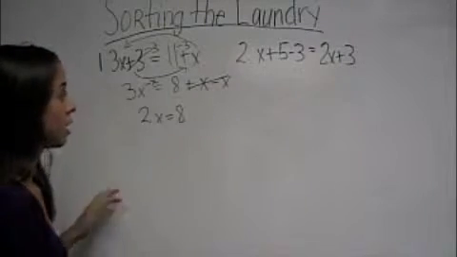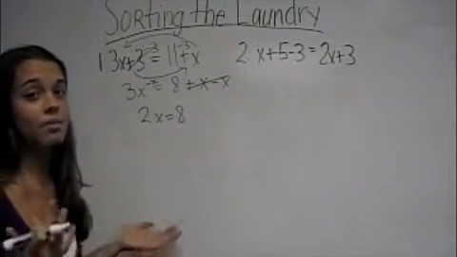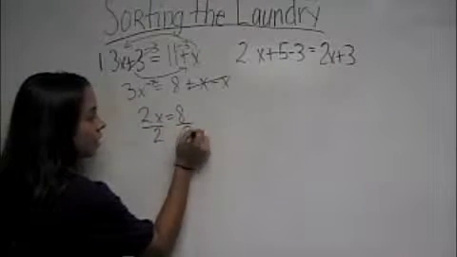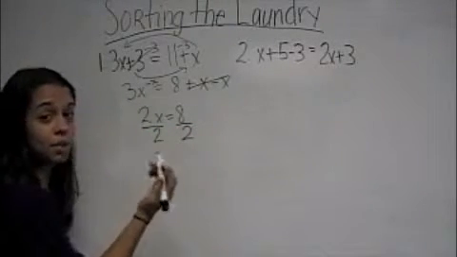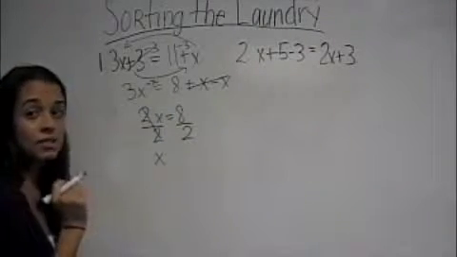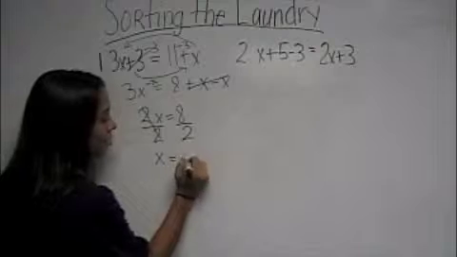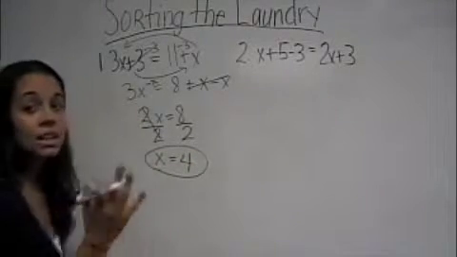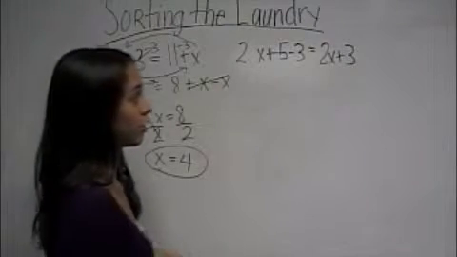2x equals 8. To solve this problem, we're going to divide by 2. 2x divided by 2 and 8 divided by 2. 2 divided by 2 cancels out, so we have only x left on this side, and 8 divided by 2 equals 4. That is our answer for problem number 1. Let's move on to problem number 2.